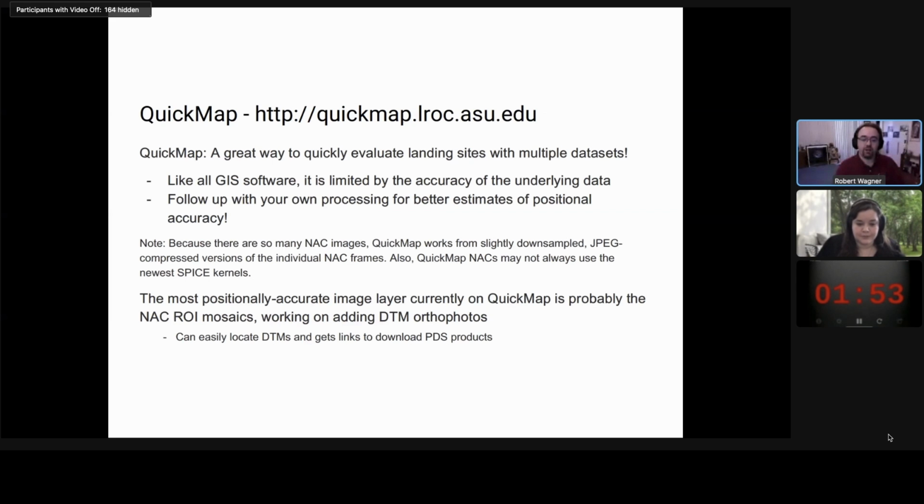We're working on adding the DTM orthophotos, but for now, what you can actually do is locate the DTMs on QuickMap. There's a link directly to the PDS download page. If you download the TIFF file from that page, you can actually re-upload it into QuickMap. You'll probably want to use the lower resolution one. The higher resolution ones are usually too large a file for your web browser to handle properly. Next slide.